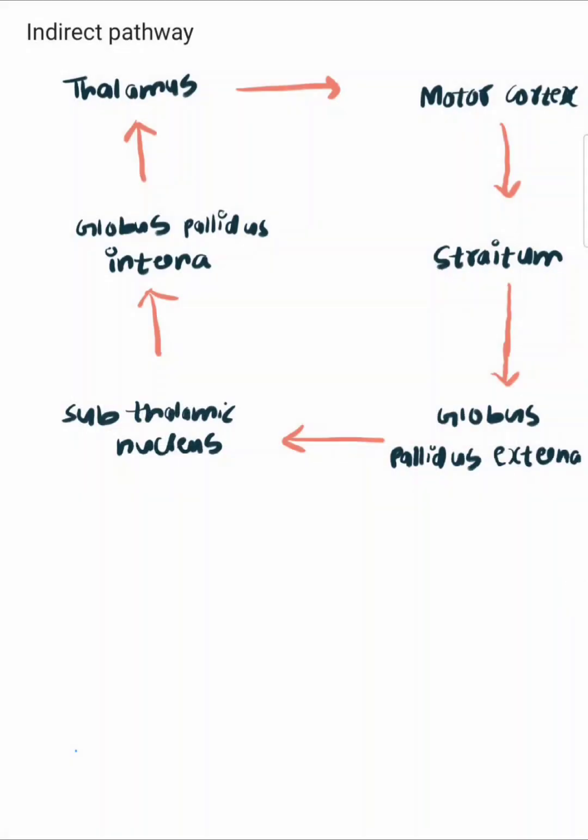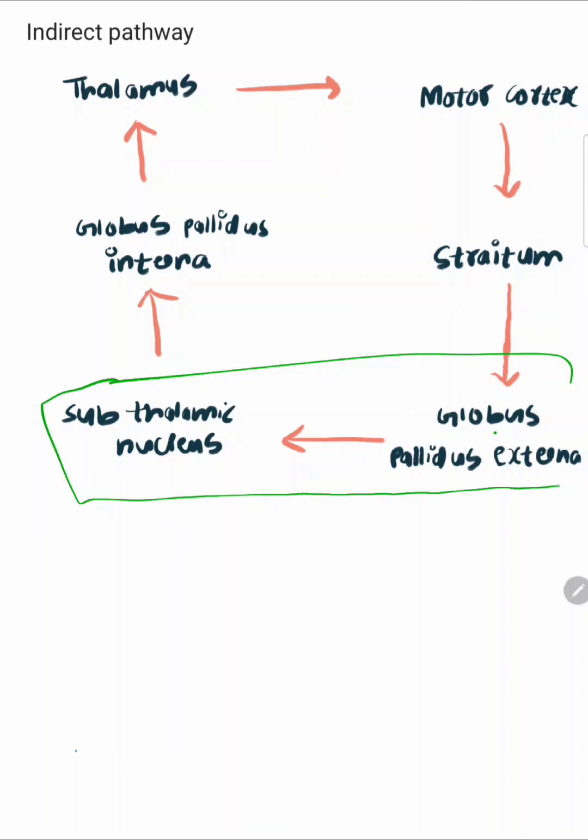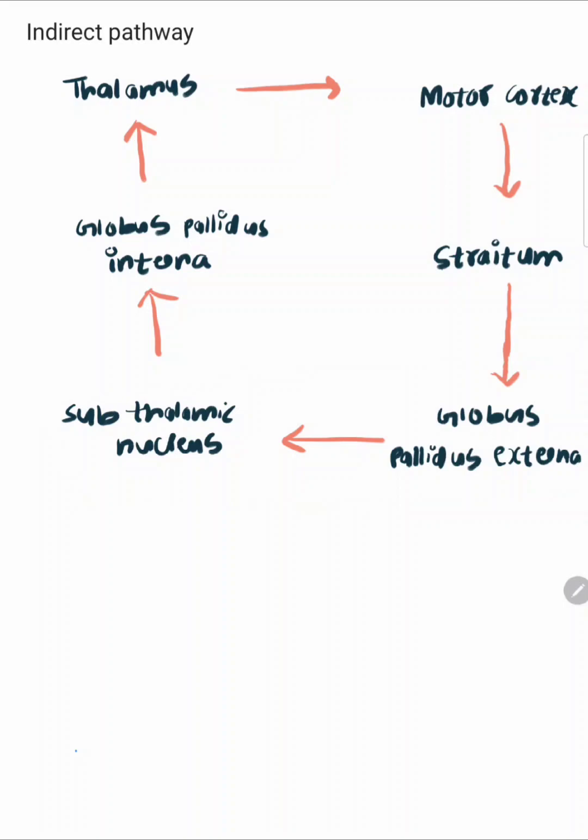Next, the indirect pathway. The indirect pathway goes from the thalamus to the motor cortex, from the motor cortex to the striatum, from the striatum to the globus pallidus externa, then the subthalamic nucleus, then the globus pallidus interna, then the thalamus. This part is extra compared with the direct pathway. Involving the subthalamic nucleus makes this pathway inhibitory, whereas the direct pathway has an excitatory effect.